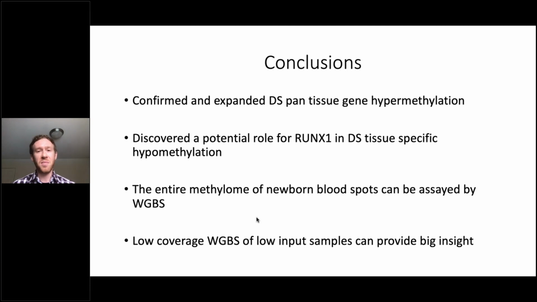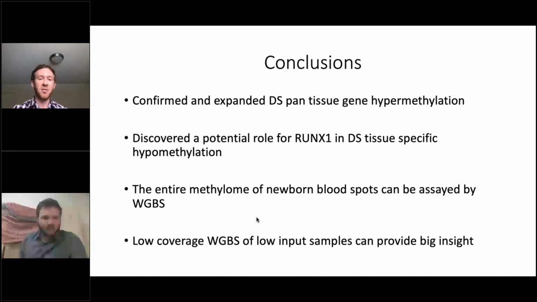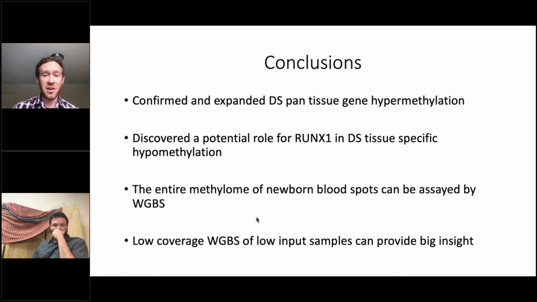So in terms of our conclusions and take-home messages, we've confirmed and expanded on the DS pan-tissue gene hypermethylation. So it's nice to see this confirmation when applying a new technology and being able to recapitulate a lot of what's been found on the arrays. And we've also discovered this potential novel role for RUNX1 in the DS tissue-specific hypomethylation. And in terms of big picture, the take-home message here is that we can now actually assay the entire methylome of newborn blood spots by whole genome bisulfite sequencing, which is great since we have a number of projects for many different disorders planned for this. And this really starts to show that low coverage WGBS of low input samples can provide big insight.